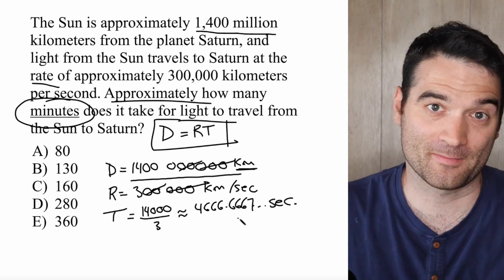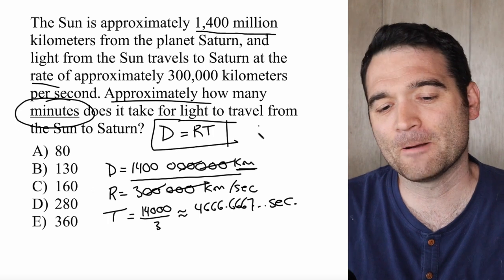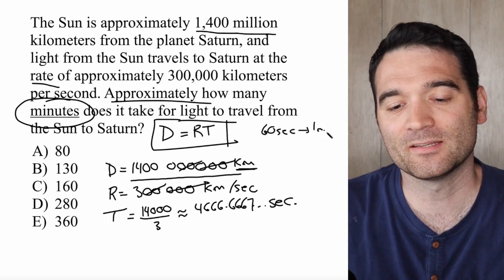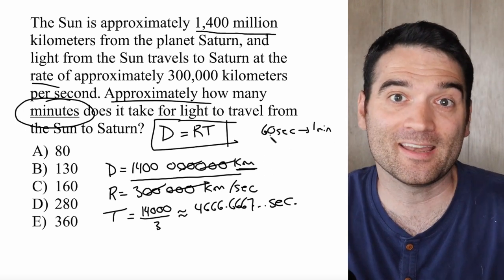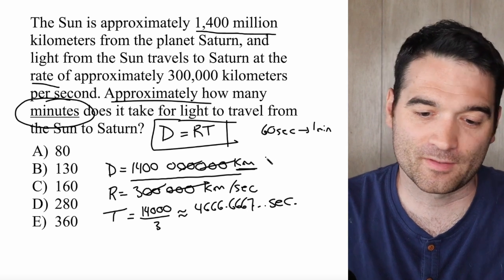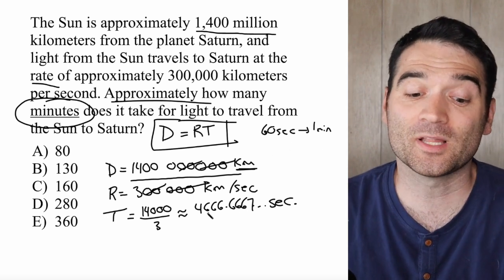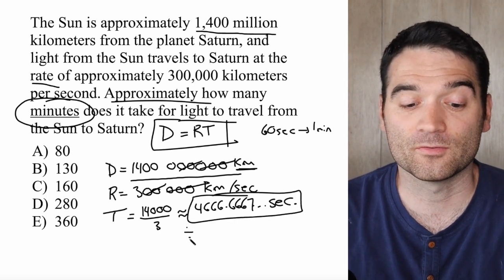We want to convert that into minutes. Well, how do we convert that into minutes? Do it for an easier version. If 60 seconds is 1 minute, how do we get from seconds to minutes? We divide by 60. If 120 seconds is 2 minutes, same deal. We're going to divide by 60. So let's divide this number by 60.